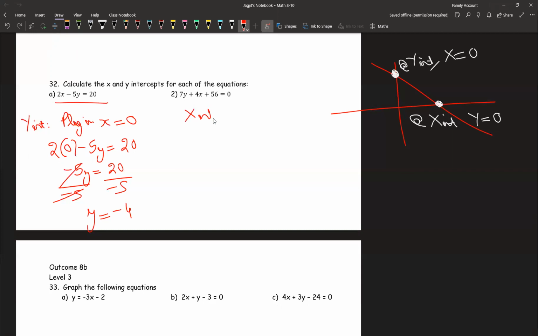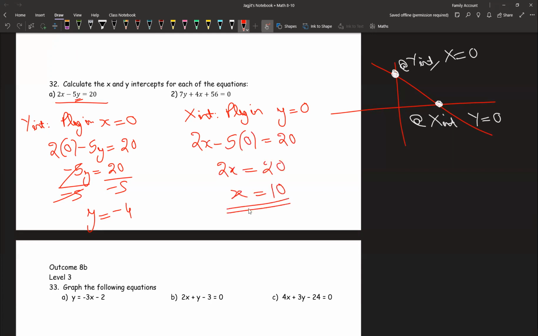To find the x-intercept, now we will plug in y equals to 0. So over here, you will plug in 0 for y. So that becomes 2x minus 5 times 0 is equal to 20. Which means 2x is equal to 20. X is equal to 10. So guys, our x-intercept is 10 and our y-intercept is minus 4.